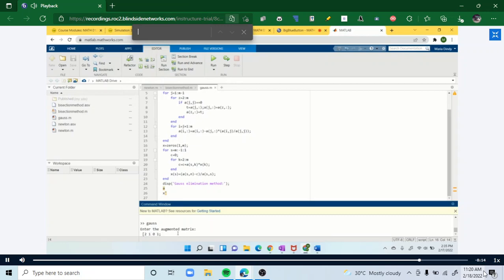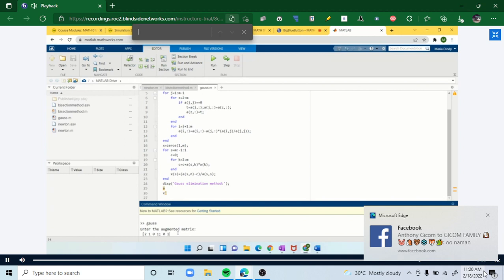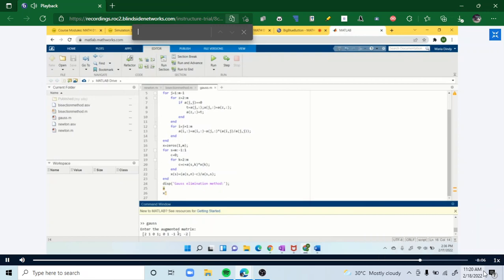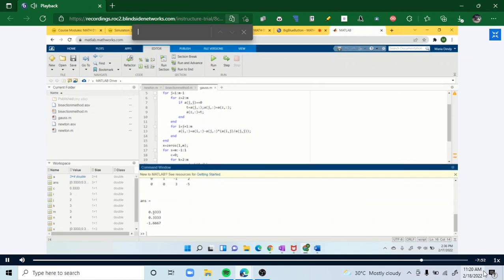2101, tama pala. Second row, 0, 1, negative 1, and then 2. Third row, negative 2, 1, 1, negative 2. Ayan, lumabas yung mga sagot. Yung kanina 1/3, 1/3, 1/3. X sub 1 is 1/3, X sub 2 is 1/3, and then X sub 3 is negative 5/3.